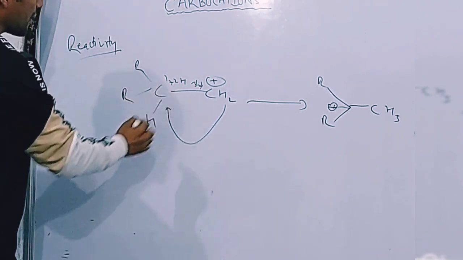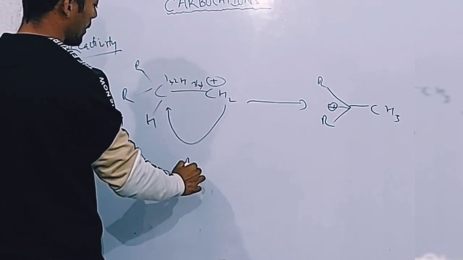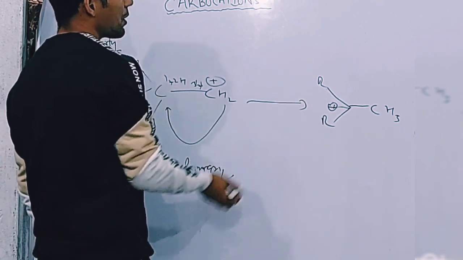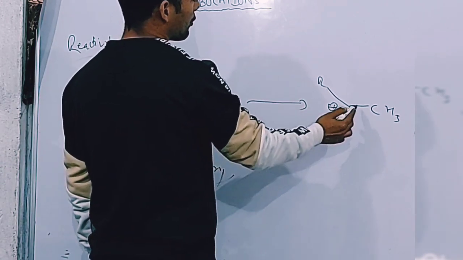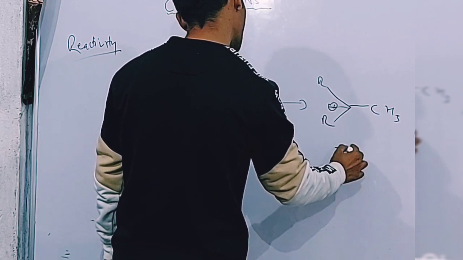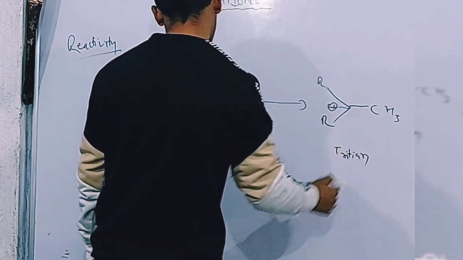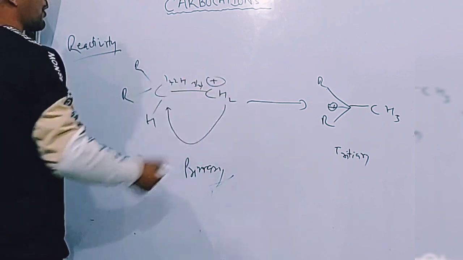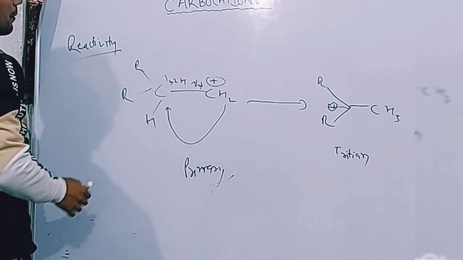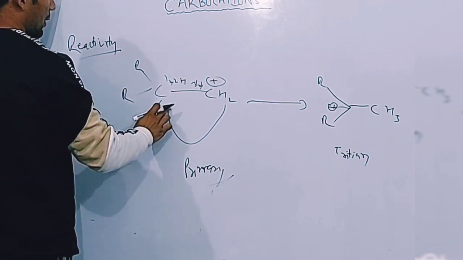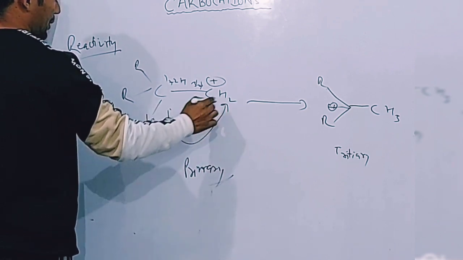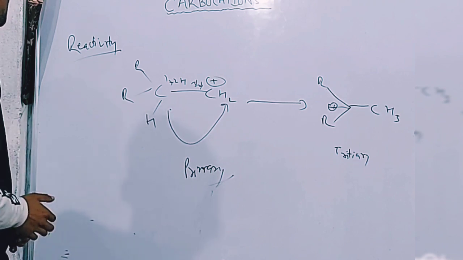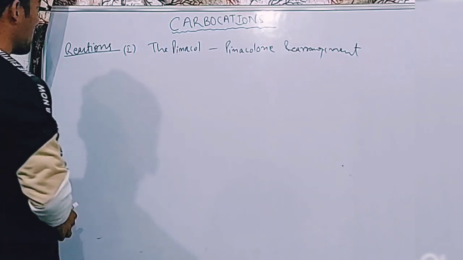As you can see, here the carbocation was primary, and in the product the carbocation is tertiary, because this is an alkyl group, this is an alkyl group, and this is an alkyl group. So this is our tertiary carbocation. So you saw how a primary carbocation can be converted to a tertiary carbocation by a 1,2 hydrogen shift, with the arrow from this side to this side. So these were the three cases involving reactivity of carbocations.